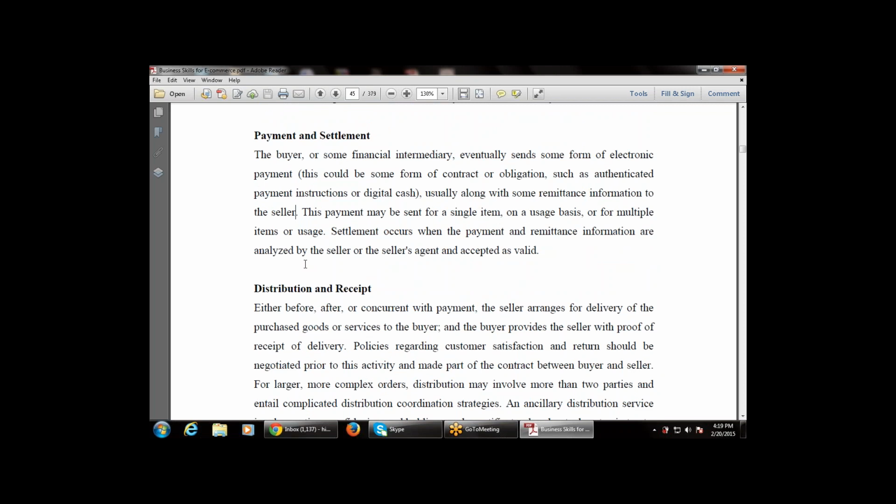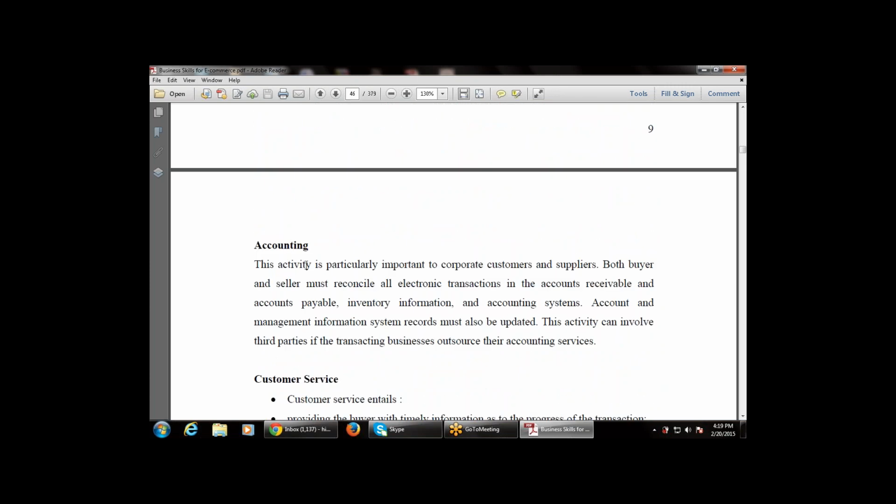Then the next part is distribution and receipt. It is also considered what things are distributed and what are not, and how the receipt can be achieved or used, as proof of delivery of the purchase of goods and services. Then there must be a proper accounting procedure: which goods are taken off, which goods are carried out, what is the account payable, the inventory information, the accounting system. Everything is maintained online.